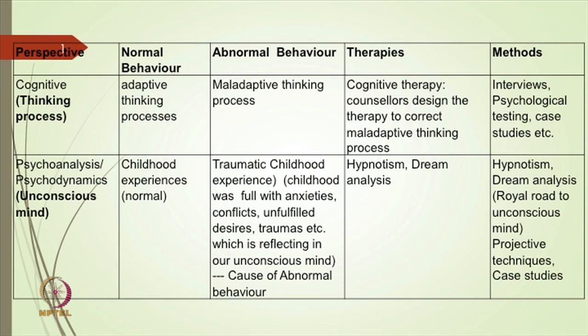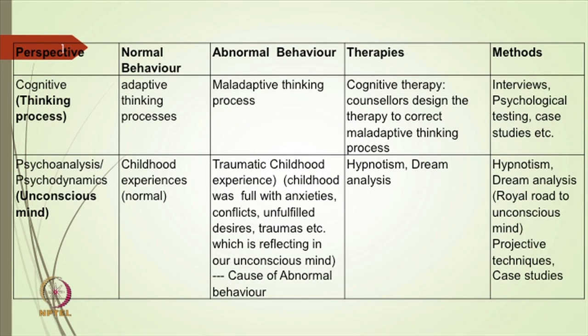Cognitive perspective, as I mentioned earlier, mainly focuses on the thinking process. So, as per this perspective, what is normal behavior? If we have adaptive thinking processes, then we have normal behavior. Then what is abnormal behavior as per this school? Abnormal behavior is maladaptive thinking processes. They have proposed cognitive therapy also. Counselors design the therapy to correct maladaptive thinking processes. They have used various methods to collect data to define human behavior, like interviews, psychological testing, case studies, etc.